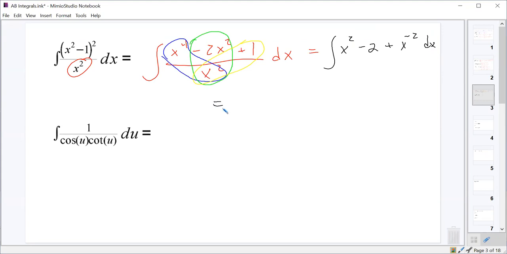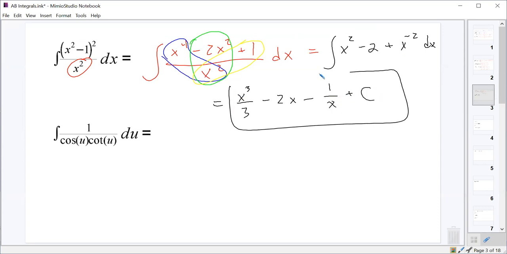So what should that become? X cubed over 3 minus 2x. And then x to the -2, I go up to -1, and then we divide by -1. So that'll be minus x to the -1, or minus 1 over x, plus your constant. Don't forget plus a constant every time. Everybody good with that? Yep. Awesome.